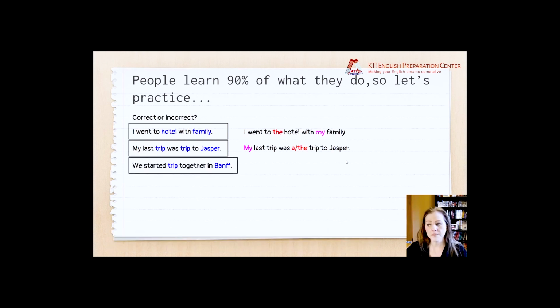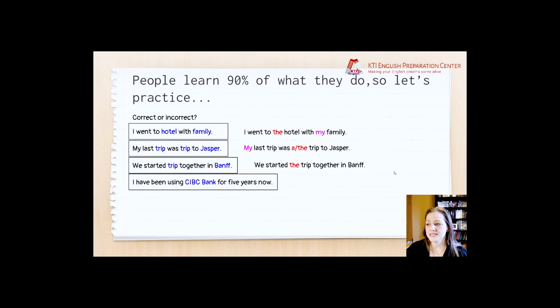We started trip together in Banff. Again, we started the trip together in Banff. Banff is another town, another mountain town. Place to go to for staycations if you're Albertan. So we don't need the determiner with that one, but we do with this singular noun trip. We need the trip. We're talking about a specific time that my friend went to Banff.